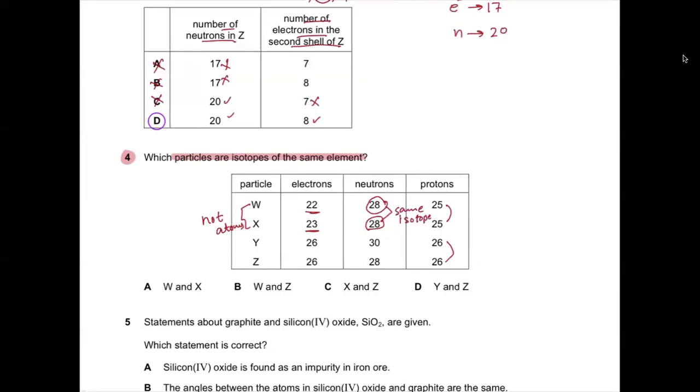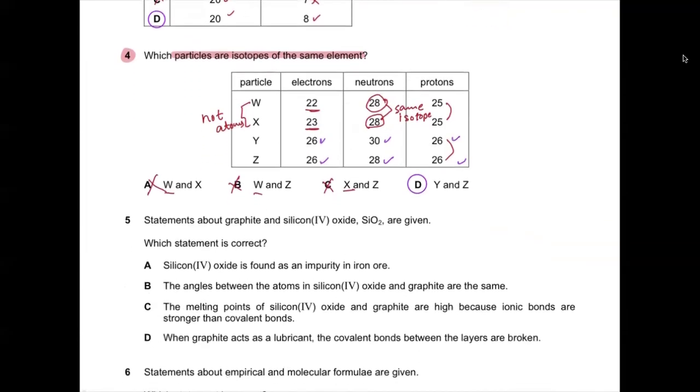So it means W and X. So here is a W, here is a W, here is an X. So these three go wrong. It means D is the correct answer. Y and Z, because Y and Z have different neutrons, same protons, and same electrons. So yeah, Y and Z are isotopes.